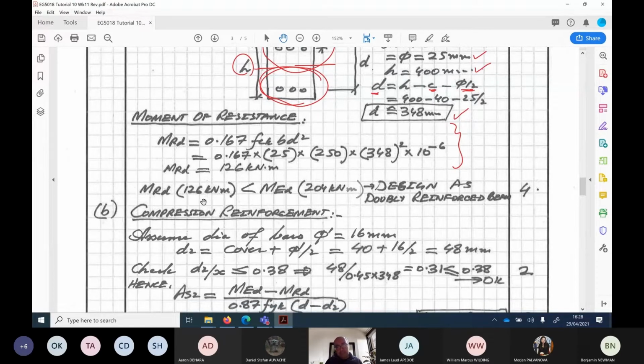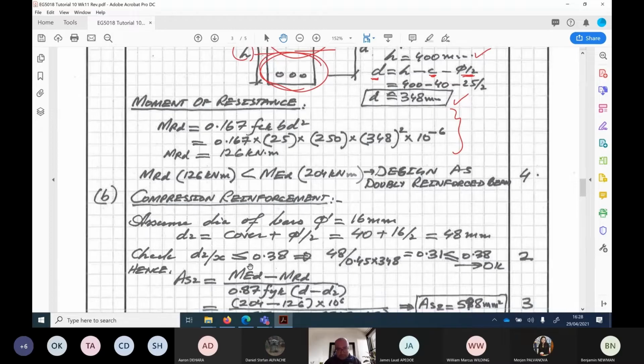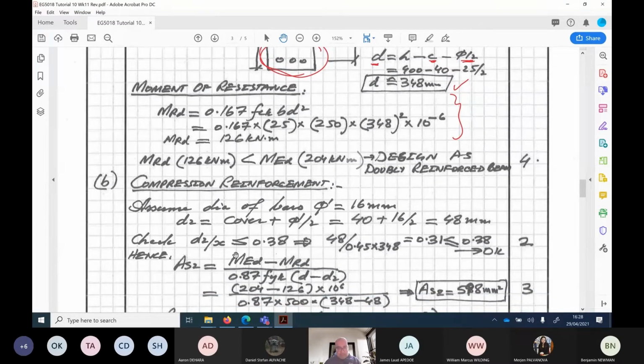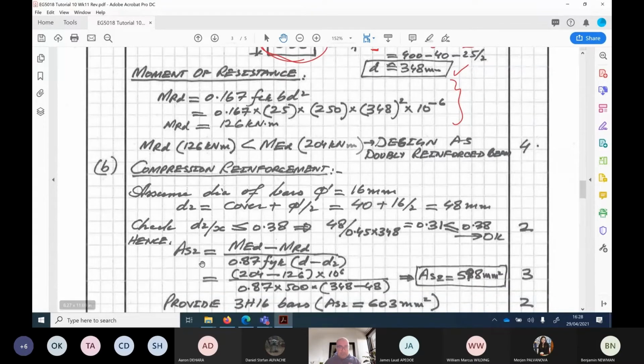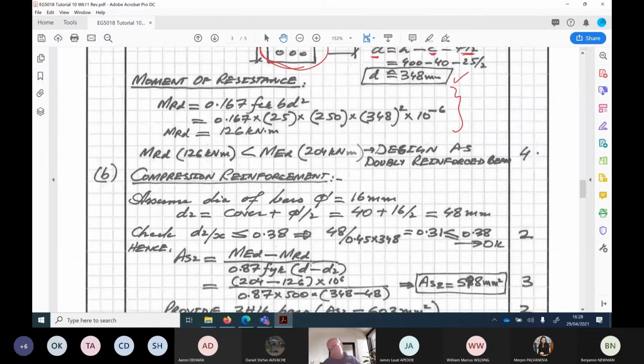It means that the extra moment demand required is going to be met by compression reinforcement. So you have 204 minus 126. Now the 78 kilonewton meter demand on moment has to be met by compression reinforcement. And this is the reason that you can see it is MED minus MRD. It means that the remaining moment demand is to be met by compression reinforcement. This is the reason that it is MED minus MRD here in compression reinforcement.